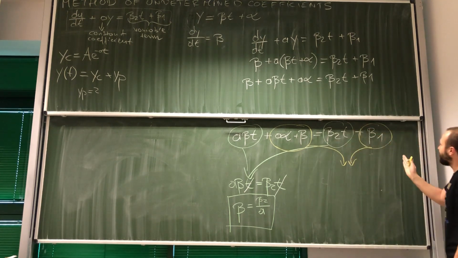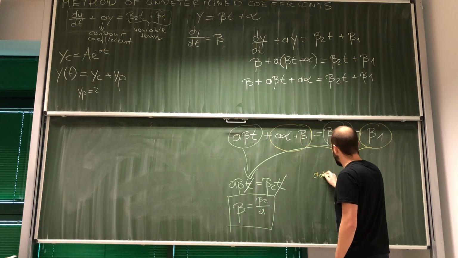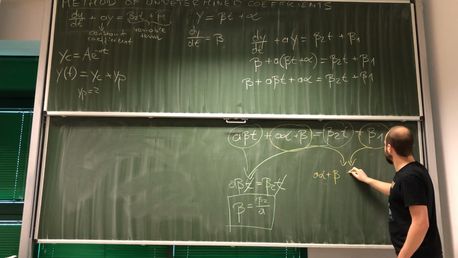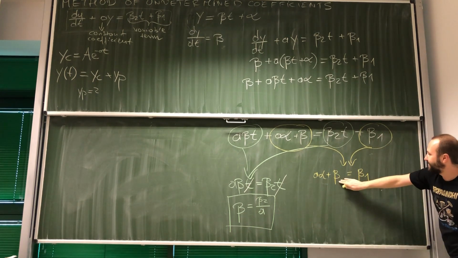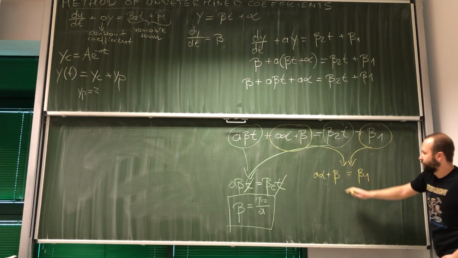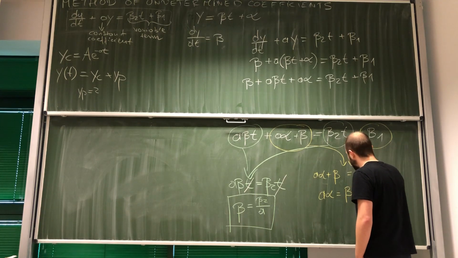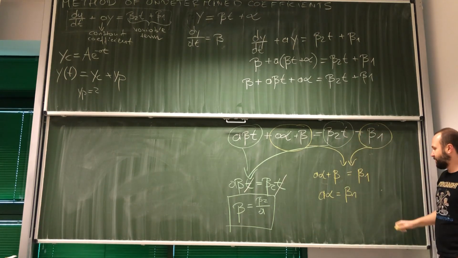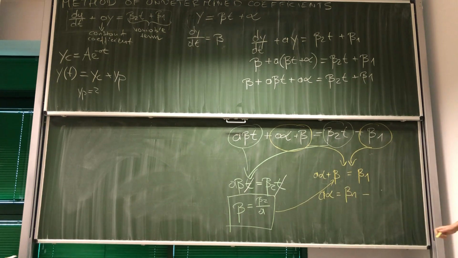Okay, so what are we getting out of this? That a alpha plus beta 2 is equal to beta 1. But now, we already established how much beta is equal to. So we've got that a alpha is equal to beta 1. I'm moving it to the other hand side of the equation. And now I'm substituting over here.